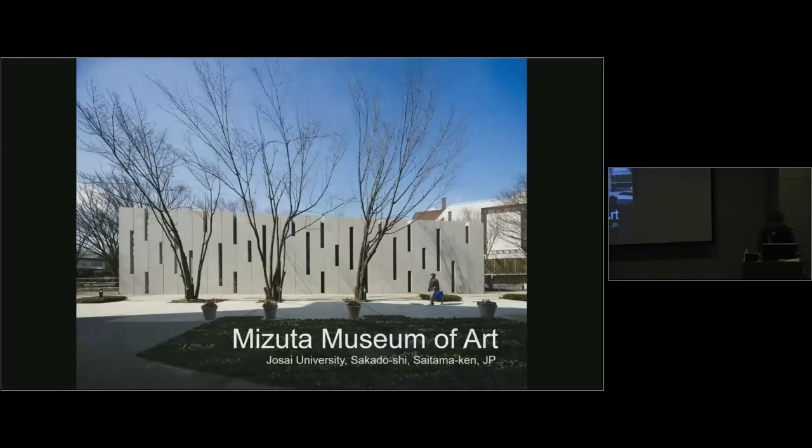It's a museum. Mizuta is the family who founded the museum, and they had a very famous Japanese ukiyo woodcut print collection. So this museum was to house their collection, as well as to have a gallery. The idea was that it would be a traditional Japanese gallery for the ukiyo prints, a contemporary gallery, and then a space that was more of an education/community space.